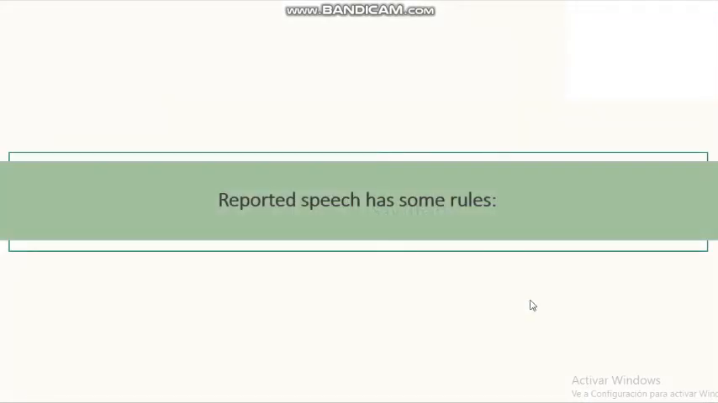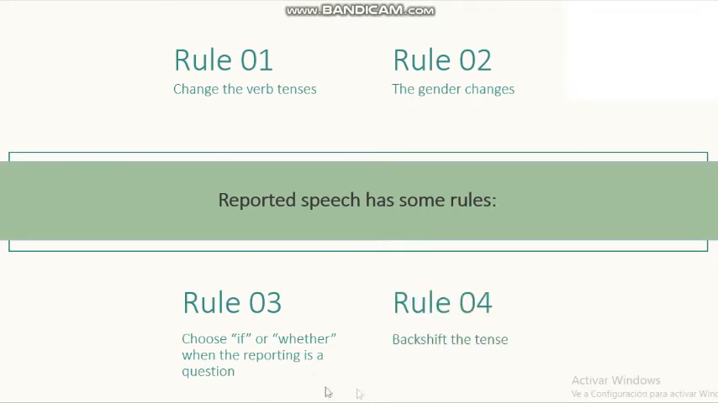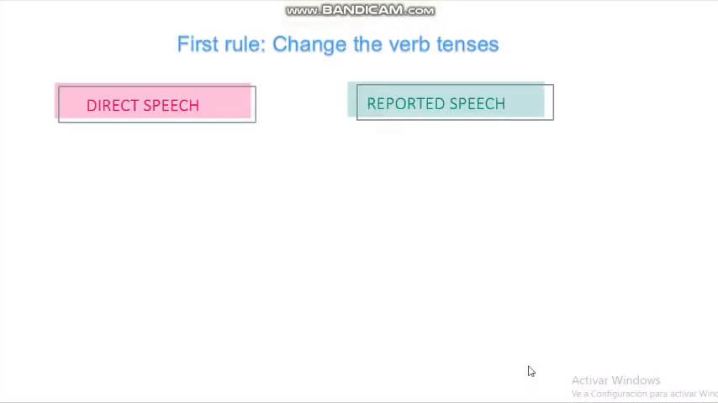Reported speech has some rules. In the first rule, we have to change the verb tenses. In the second rule, the gender changes. In Rule 3, we have to choose if it's if or whether when the reporting is a question. And in Rule 4, we have to backshift the tense. We are going to begin with the first rule. It means to change the verb tenses.